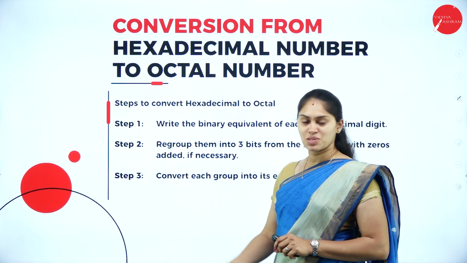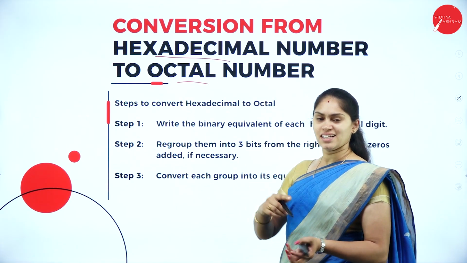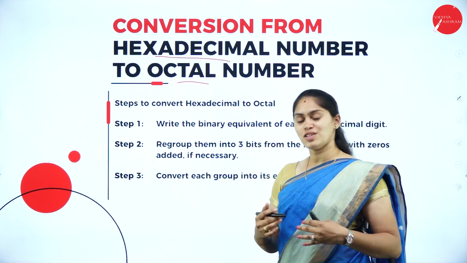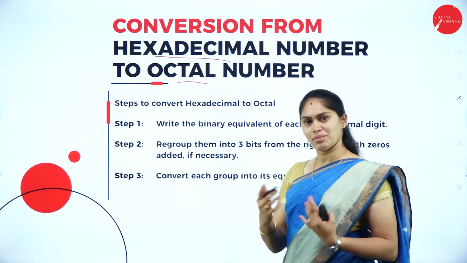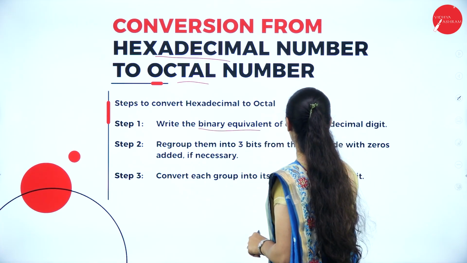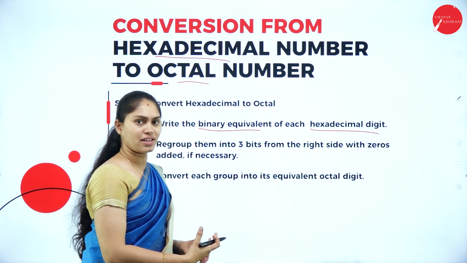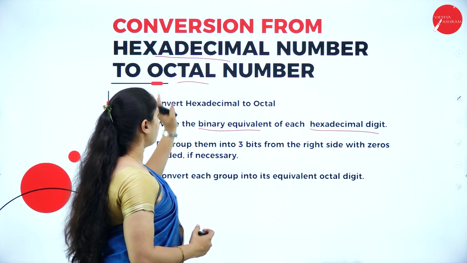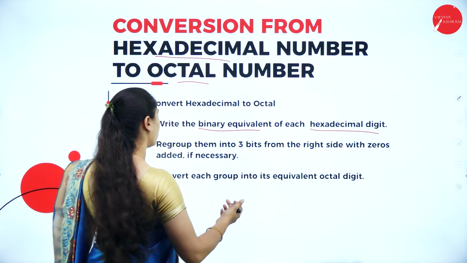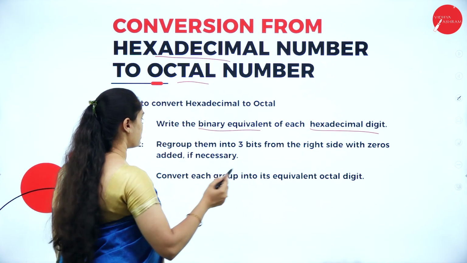Next, we'll see the vice versa of it, that is, from hexadecimal to octal. It is just a reverse of that. Here also we are going to use the binary number system in order to convert this. What is step 1? Write the binary equivalent of each hexadecimal digit. Here the input is hexadecimal, and after the conversion we are going to get an octal number. So we have to write the binary equivalent of each hexadecimal digit.